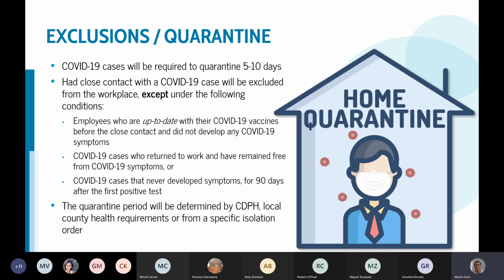If you're a COVID case returning to work, meaning that you had COVID-19 and you've recovered and you're back to work and you remain symptom-free, you do not have to quarantine if you've been exposed. The same goes for COVID-19 cases that never developed symptoms, meaning you were asymptomatic, and you've returned to work and been exposed in the 90 days after the first positive test. So you, for lack of a better word, have immunity for 90 days, right? You don't have to be excluded or quarantined from work if you've been exposed to a new case.